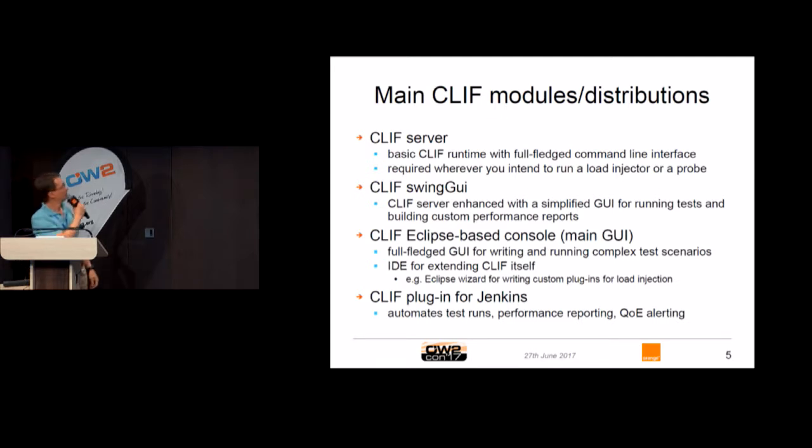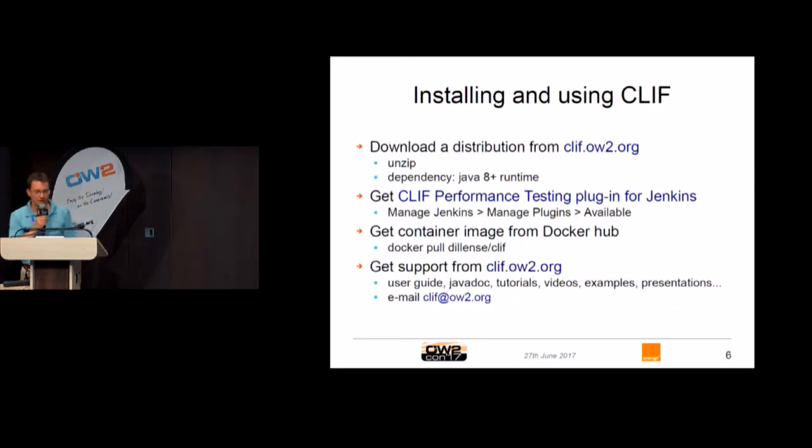And finally, there is a CLIF plugin for Jenkins, which helps automating test runs, performance reporting, and quality of experience alerting, either in a monitoring approach or in a continuous integration approach. Then installing one of these packages is very, very easy. You just have to download it from clif.ow2.org, unzip, and there is just one dependency, which is Java 8 runtime, Java 8 or later.